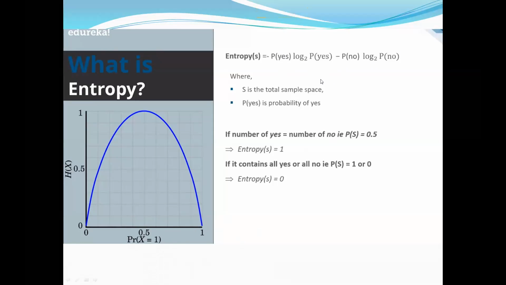So I am trying to interpret with the calculated value, where S is the total sample space and P of S is the probability of yes. If the number of yes is equal to the number of no, what happened? The probability of yes is 0.5, am I right? So entropy is 1. It's a maximum. If it contains all yes or all no, the probability of yes is either 1 or 0. Under this case, your entropy is 0. I hope you people have understood.